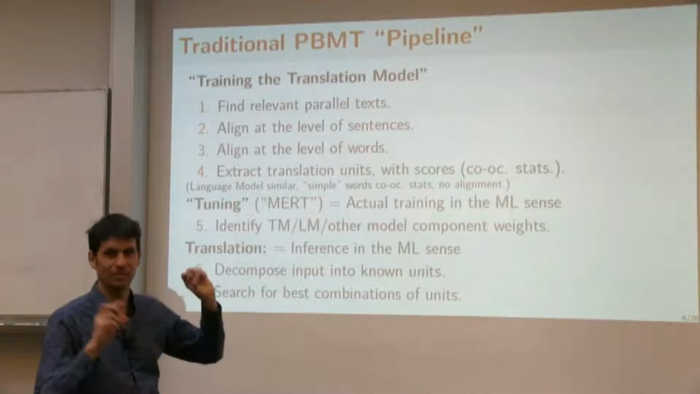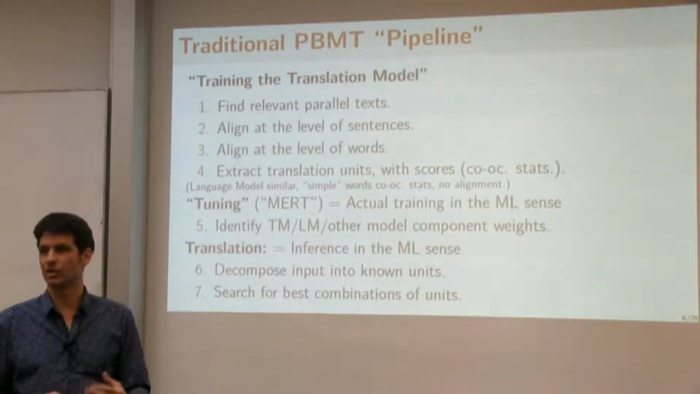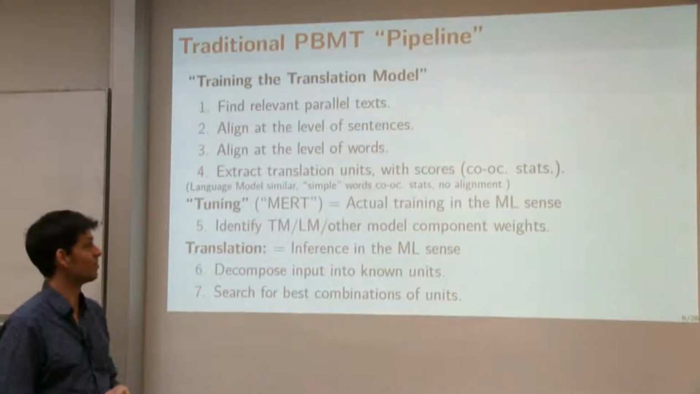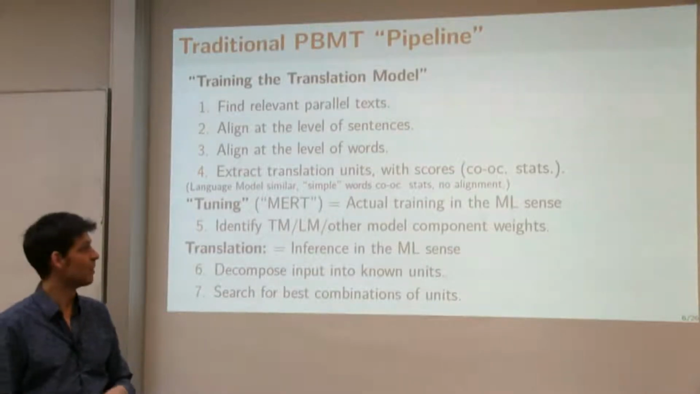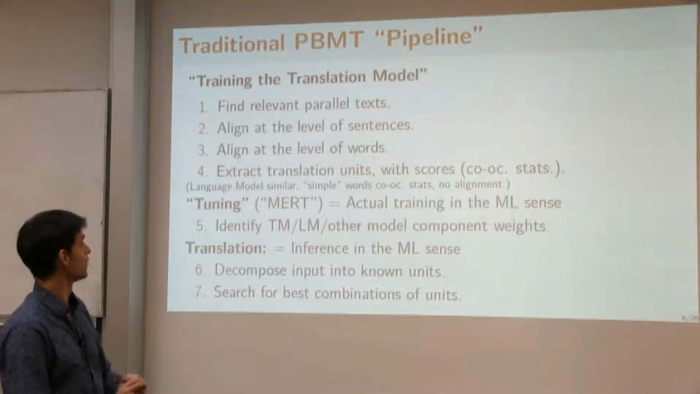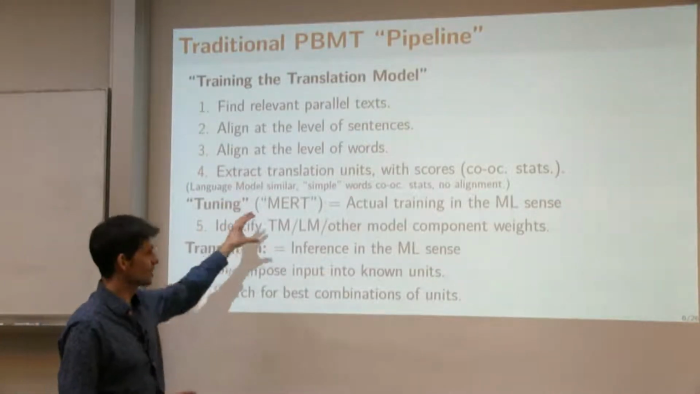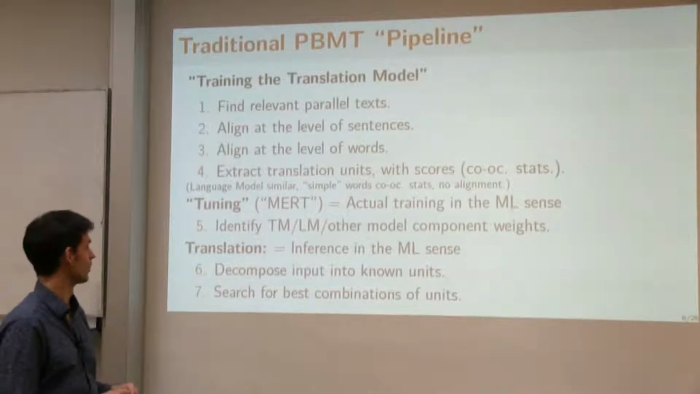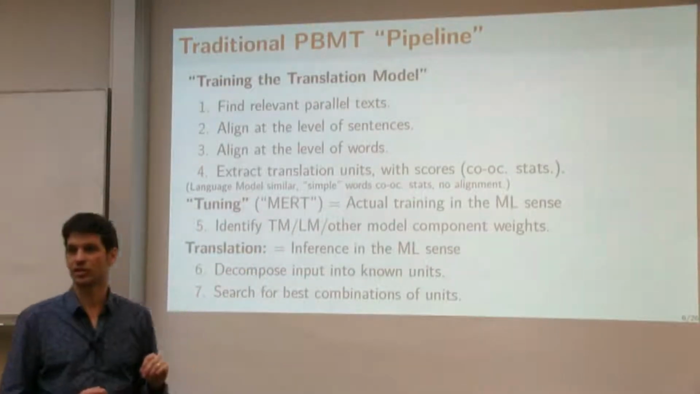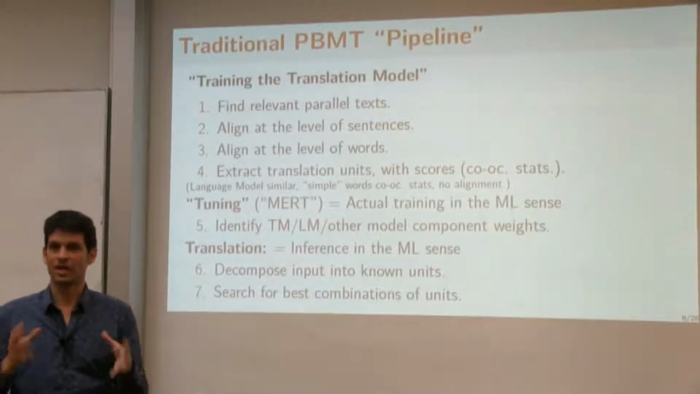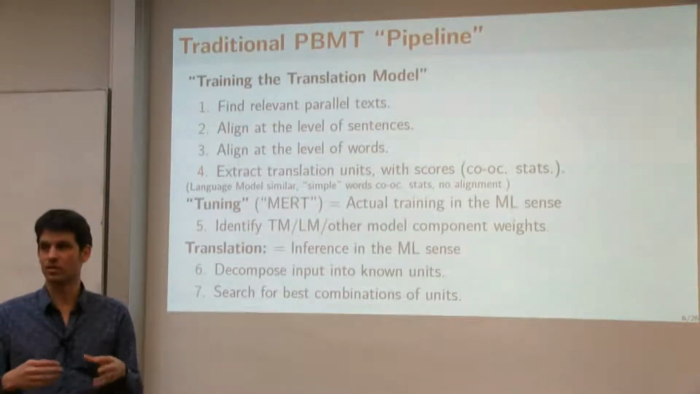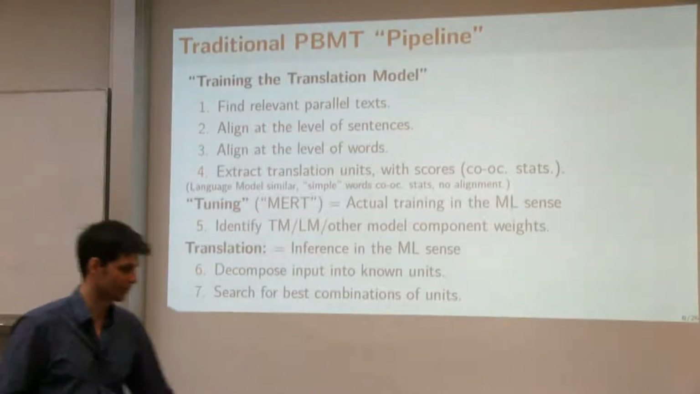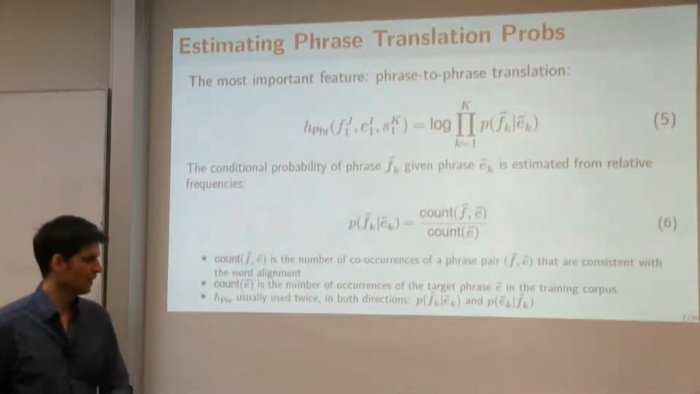And this tuning or minimum error rate training, that is the actual training in the machine learning sense. The previous steps, the steps 1, 2, 3, 4, that was just the extraction of parameters from some data. So just some aggregate observation of the data. And the actual training of the model is the estimation which of these parameters are more important and which are less important. And then the inference in the machine learning sense, that is the actual translation. And there you take the input sentence, you break it into known units, those that are listed in your translation dictionary, in your phrase table, and you search for the best combination of those.